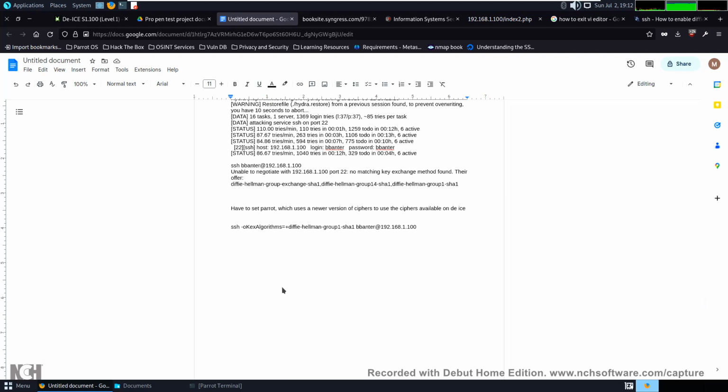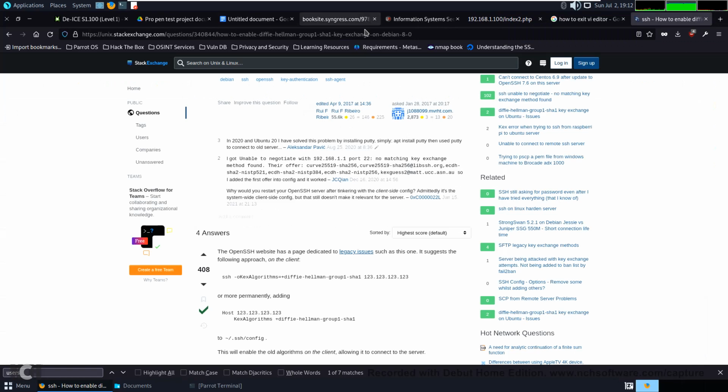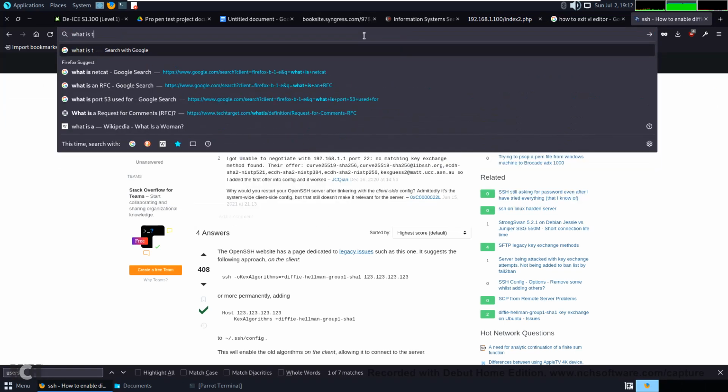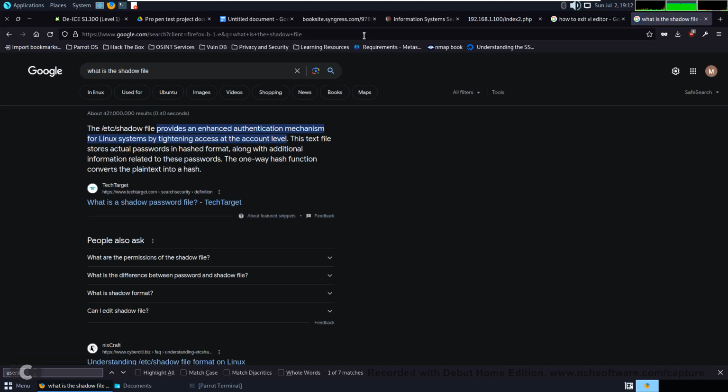Is that their root password, or is that something else? I forget what that password does, the hash. I might not even be talking correctly about it. I think it's hashed passwords, the shadow file. Well, what is it? Let's just do this. What is the shadow file? Provides an enhanced authentication mechanism for Linux systems by tightening access to the account level. Stores actual passwords in hashed format. Okay, so we're going to get some sort of password back.